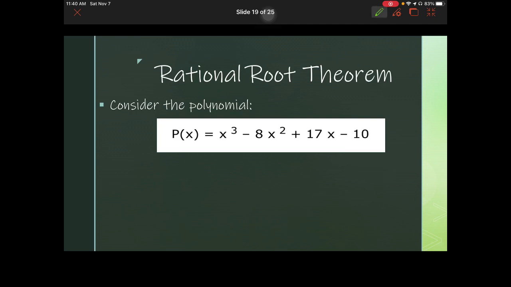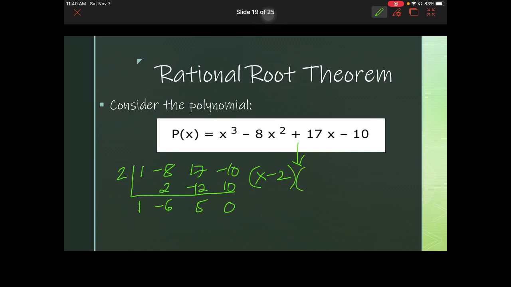If we're going to do synthetic division, I will use positive 2 and then numerical coefficients. 1, negative 8, 17, negative 10. Bring down 1, times 2, negative 6, times 2, negative 12, 5, positive 10, 0. So, from this, it becomes x minus 2 times x squared minus 6x plus 5.